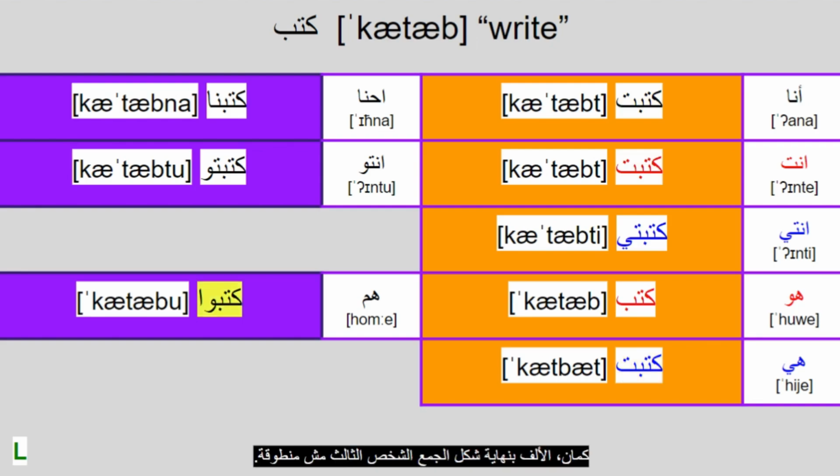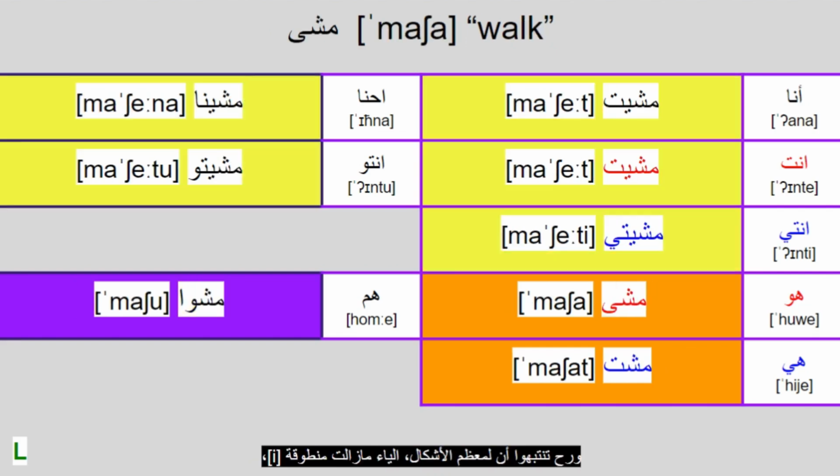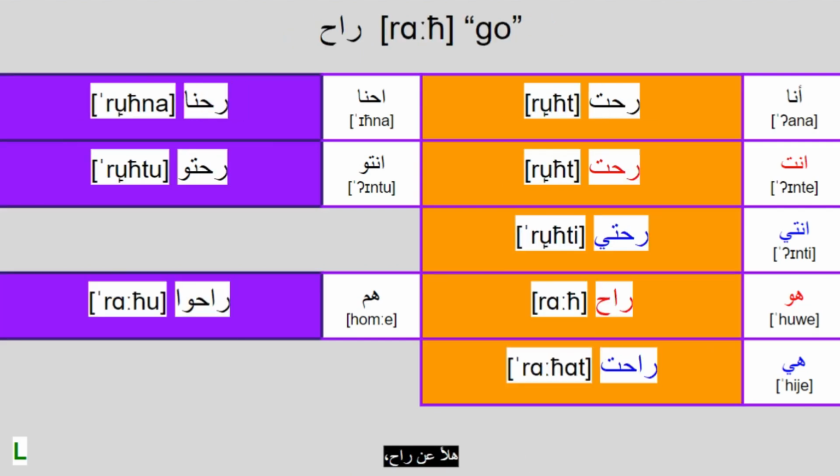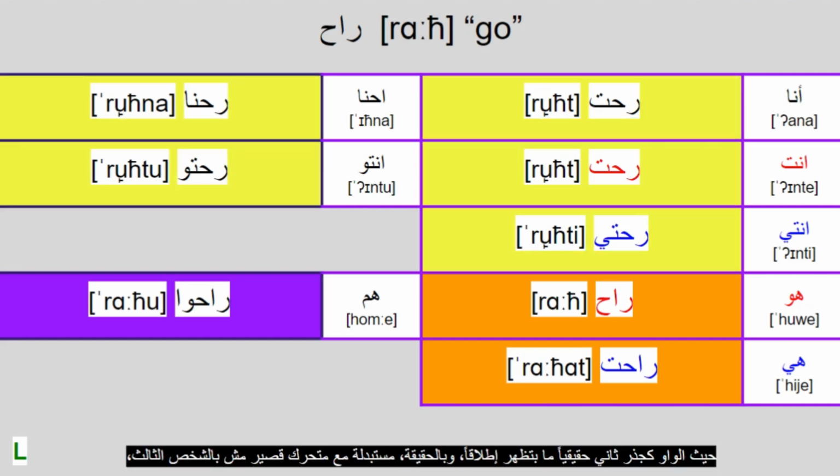Also, the alif ending in the third person plural form is not pronounced. Now for the masha chart, and you'll notice that in most of the forms the ya is still pronounced as e, it's just in the third person forms where it isn't. Now about rah, where the waw as the second root letter actually doesn't appear at all, and in fact it's replaced by a short vowel when not third person, and a long vowel when in third person.